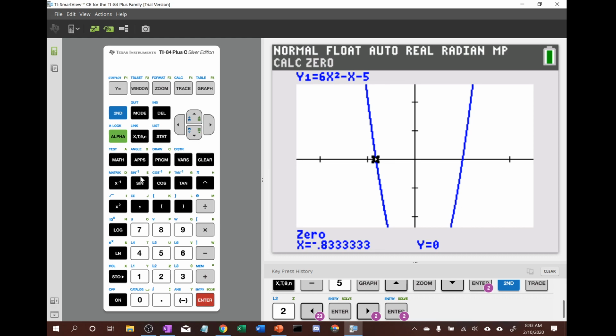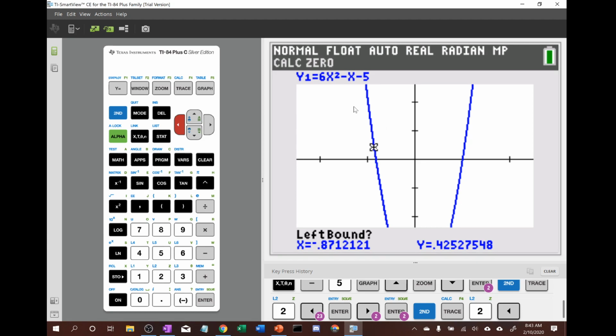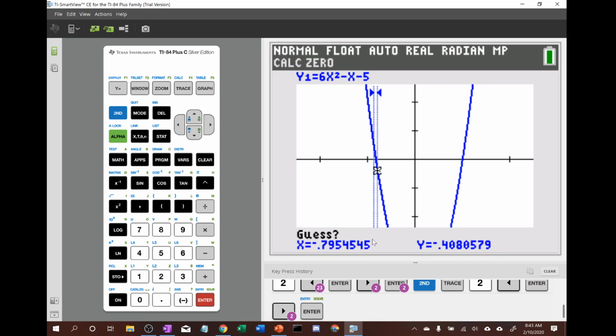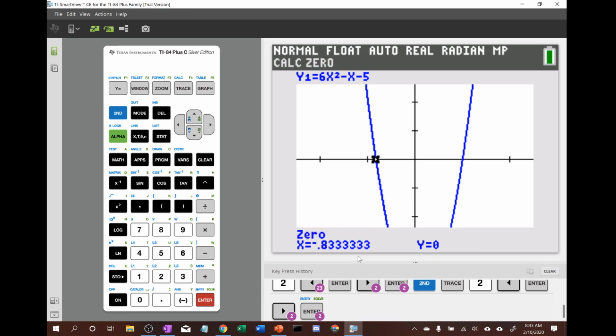Oh, you don't know. You want me to show it again? Okay, here we go. Second, trace, 2. So you need the blinking cursor to be... You're fine. Hit enter. Now enter there, and now it's telling you to put the right bound. So you need to be below and to the right of the intercept. Enter. And then it says guess, and it guesses. Make sure you can get that. If you do one thing today, make sure you can get that.